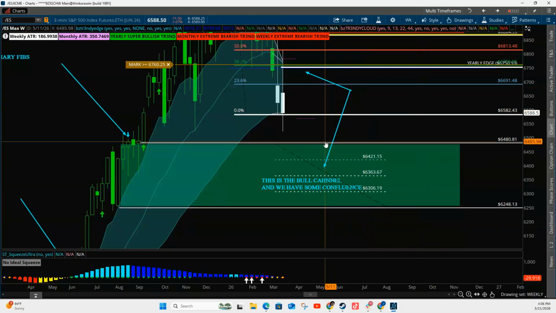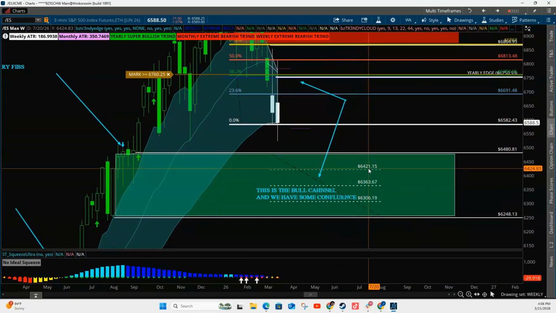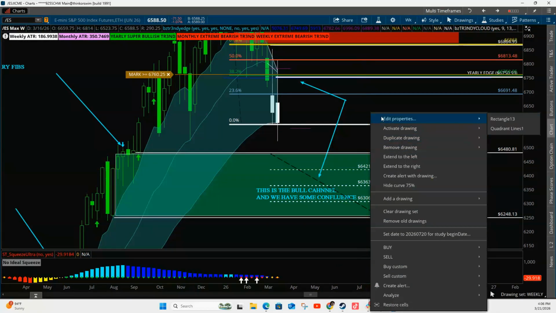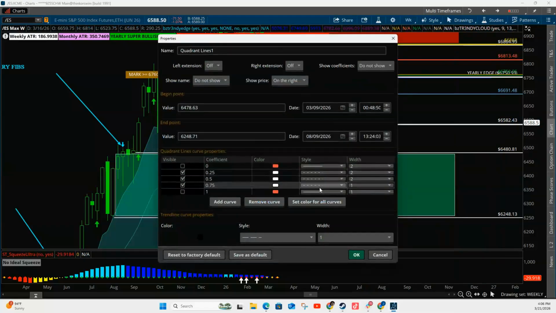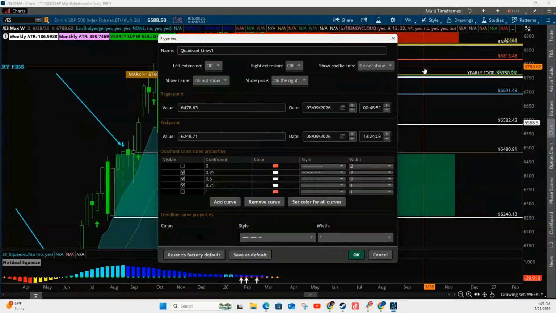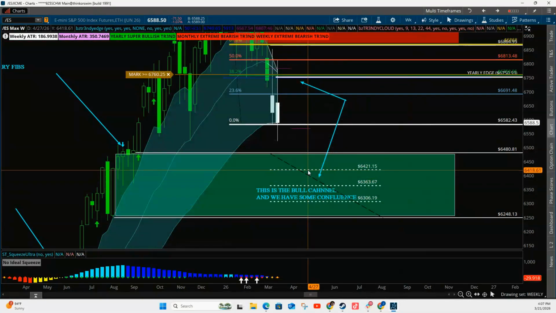So, for example, what I do on this setting is I simply edit the properties in the quadrant lines and I make this 25, 50, and 75. So, quarters. And up here, I do not show the name because sometimes I get it backwards. It'll be like 75% up here and 25% down here, so it's a little confusing. So I just take that off. That way they're just all 25%.